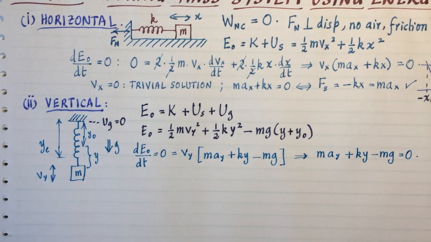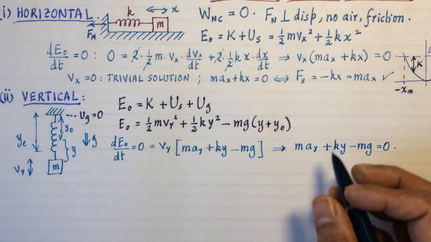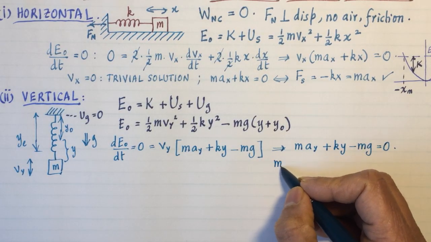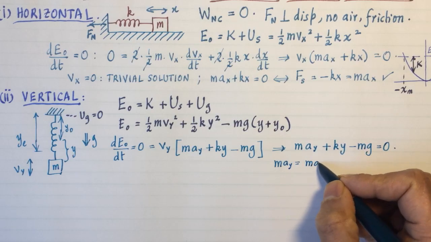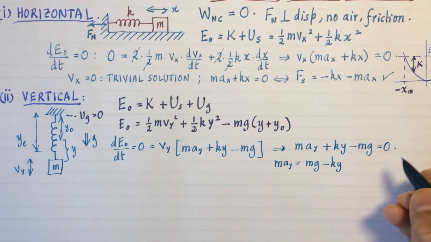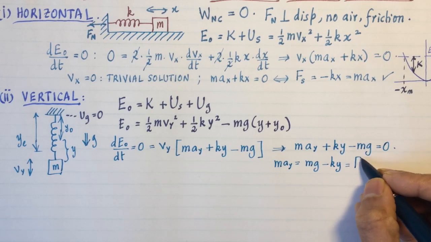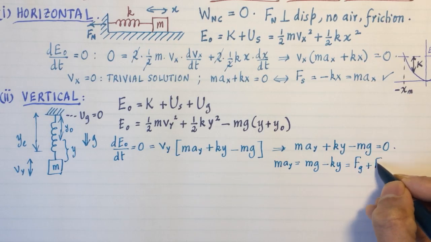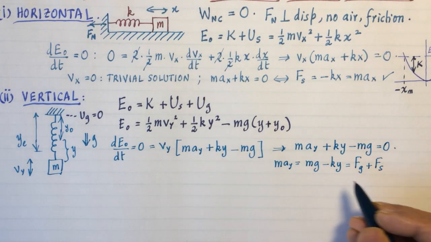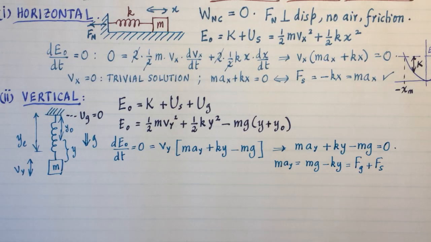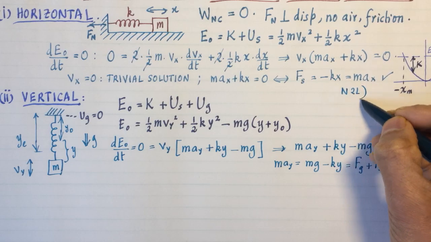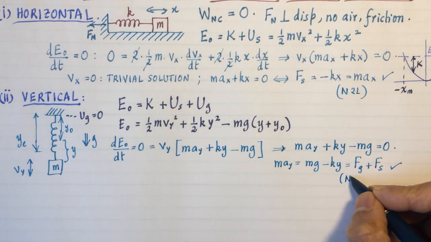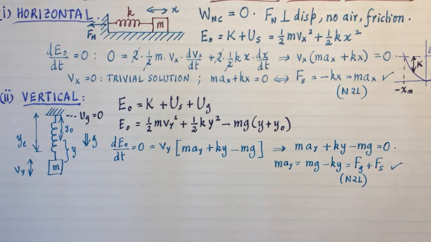So by the way, you can recast this to make sure this comes out to be Newton's second law. What I'll write is, I'll write it as m a_y equals mg minus ky. And that's exactly Newton's second law, because that's the force of gravity plus the force of the spring. Recall that the force of the spring has got a negative sign according to Hooke's law. So this also reproduces the Newton's second law, what we expect. So the energy method gives us the same data as Newton's second law.